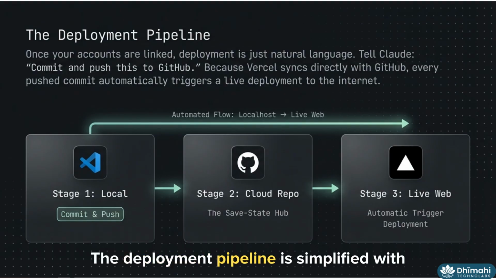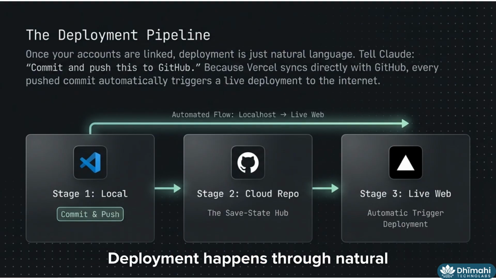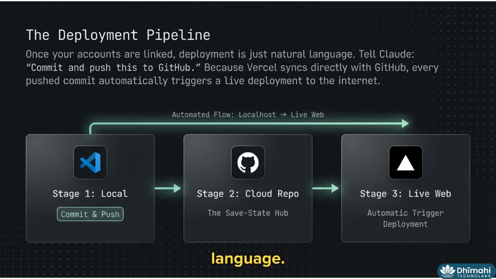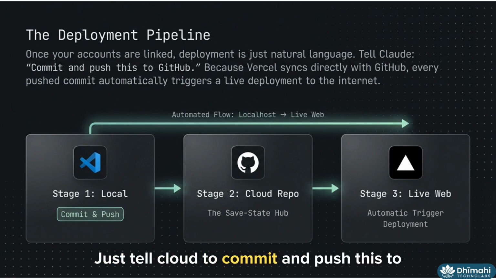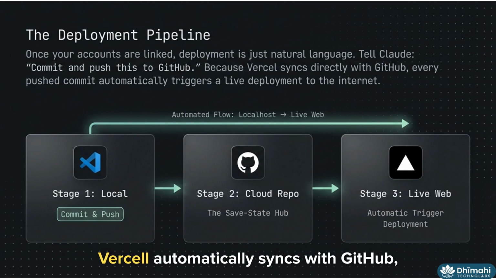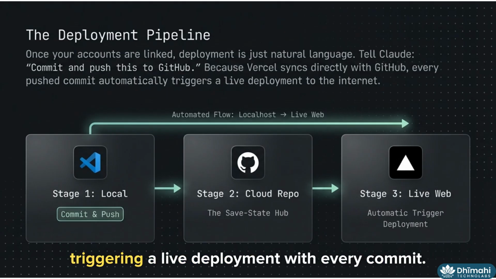The deployment pipeline is simplified with linked accounts. Deployment happens through natural language. Just tell Claude to commit and push this to Github. Vercel automatically syncs with Github, triggering a live deployment with every commit.